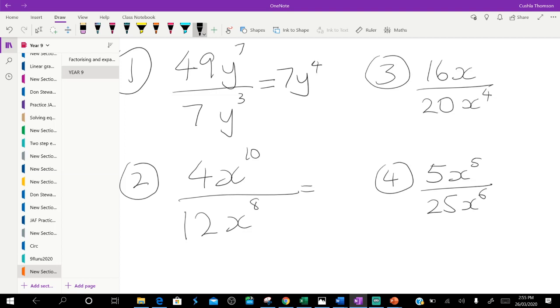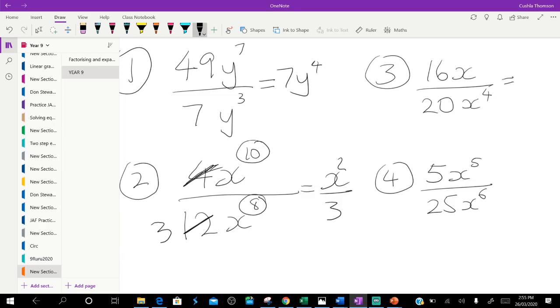How are we getting on? Yep. Okay, so this next one very quickly is going to be this. I've got a 4 here and I've got a 12 here. So that simplifies to give me a 3. And here I've got x to the power of 10, x to the power of 8. So it's going to be x squared divided by 3.